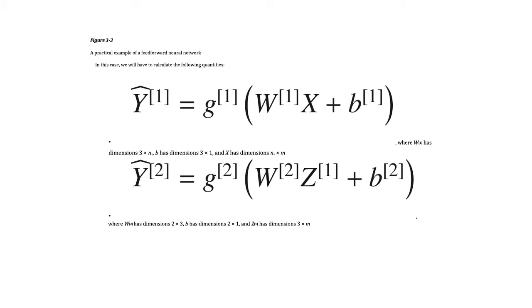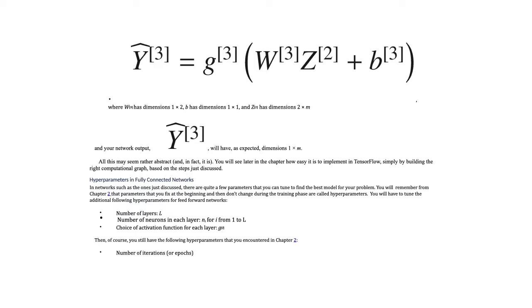In this case, we will have to calculate the following quantities, where W1 has dimensions 3 by Nx, b has dimensions 3 by 1, and X has dimensions Nx by m, where W2 has dimensions 2 by 3, b has dimensions 2 by 1, and Z1 has dimensions 3 by m. Where W3 has dimensions 1 by 2, b has dimensions 1 by 1, and Z2 has dimensions 2 by m, and your network output will have, as expected, dimensions 1 by m.